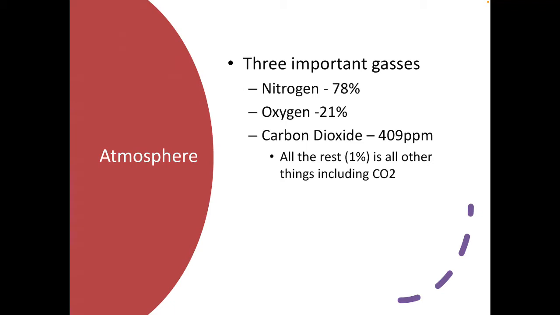There are many other gases in the atmosphere, but the three important ones are nitrogen, which is about 78% of the atmosphere, oxygen, about 21% of the atmosphere. Right now there's about 409, 410 parts per million of carbon dioxide, and all of the rest, that last 1%, including the carbon dioxide, is everything else. So we're always worried about carbon dioxide.